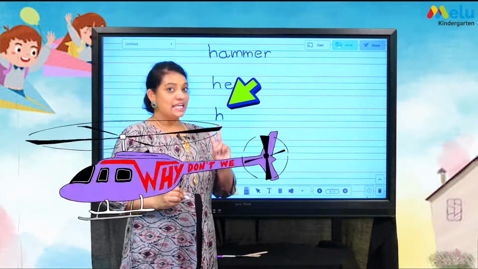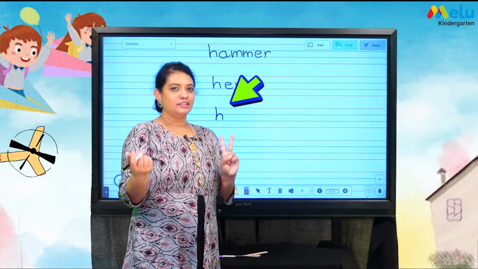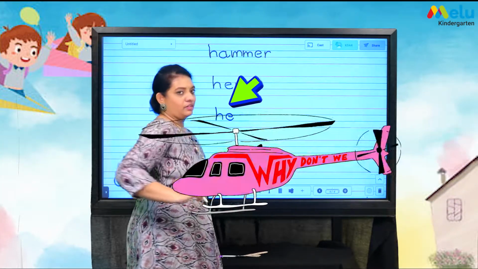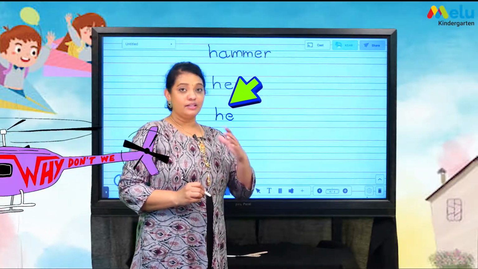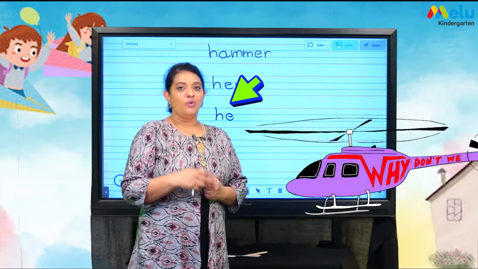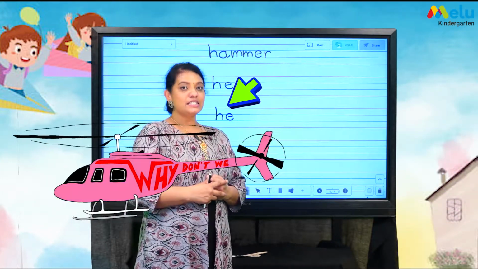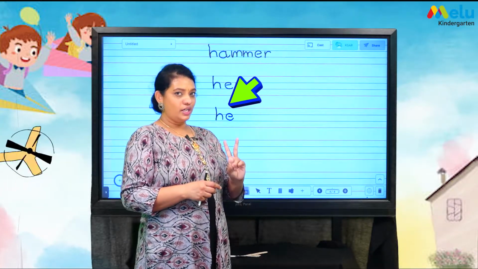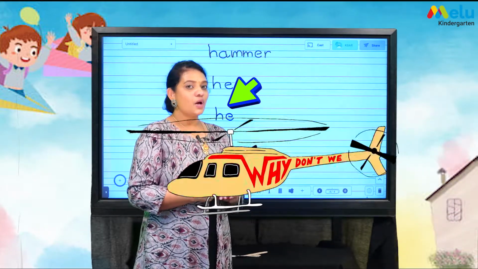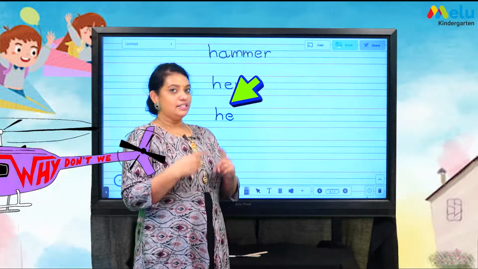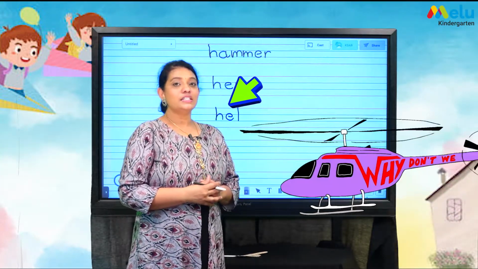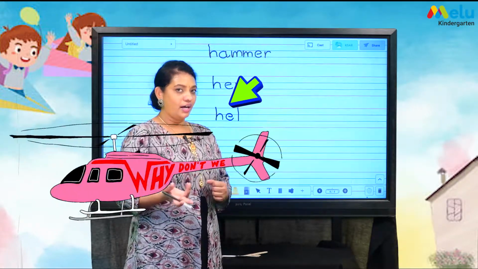And the second sound is A. So which letter sounds A? Yes, it is E. Write E. So we are done with the first syllable, and the second syllable is lee, right? So there are 2 sounds, children. What is the first sound? Yes, it is L. And the second sound is E, right? Lee, right? So which letter sounds L? Yes, it is L. And which letter sounds E? It is I.